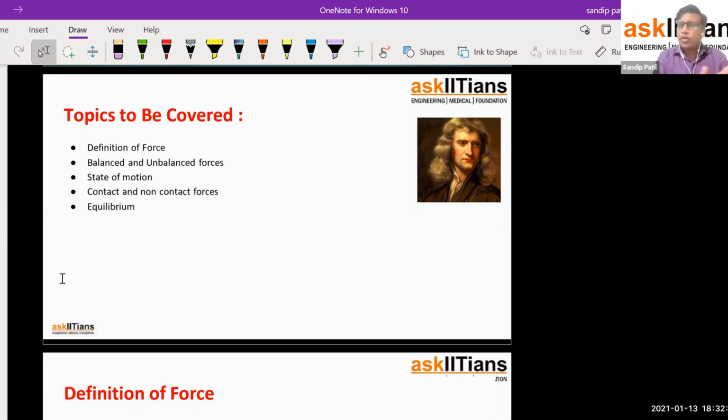Then contact and non-contact force, as the name suggests, it is very easy to understand. Contact means there should be contact between two objects, and non-contact means there will be no contact between two objects. Simple. Equilibrium. Equilibrium means what? Again we can say everything is in a balanced condition, which we can call equilibrium, right? So I can say that balanced and equilibrium will have some relation between them. That's right. Okay, so let's see what all these topics are.